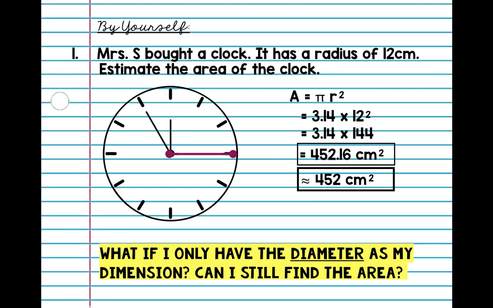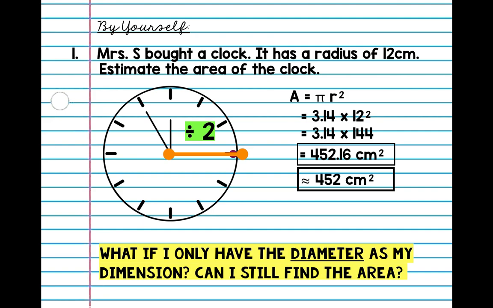Part two, just like yesterday, is what if I only have the diameter as my dimension? Can I still find the area? So what if I only had this part given to me? How could I find the area? Okay, so what can I do to get my radius? Okay, so this is my diameter. What can I do to break it in half? Okay, so just like you remember, if you break something in half, you just have to divide by 2, and that's all you need to remember to get from your diameter to your radius.